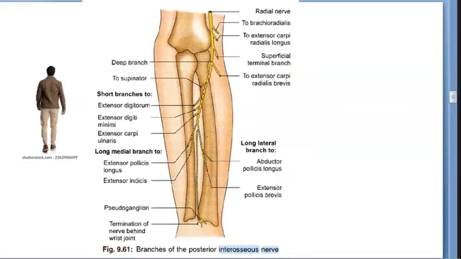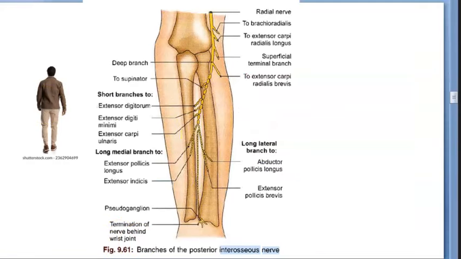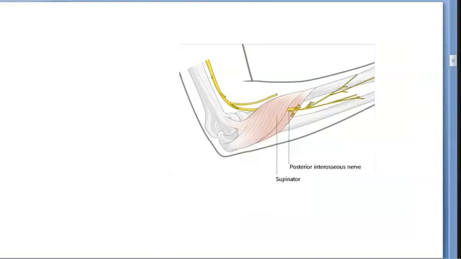You know the origin now, so now you tell the course. If they ask the course, you will say it begins in the cubital fossa. It passes through the supinator muscle, we already showed you the supinator muscle. Then it comes to the back of the forearm and descends downwards, anatomically downwards. Here's the supinator, it passes through the supinator muscle, as they have shown here.